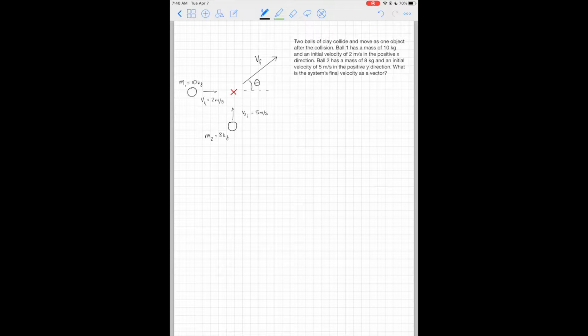Ball 1 has a mass of 10 kilograms and an initial velocity of 2 meters per second in the positive x direction. Ball 2 has a mass of 8 kilograms and an initial velocity of 5 meters per second in the positive y direction. What is the system's final velocity as a vector?